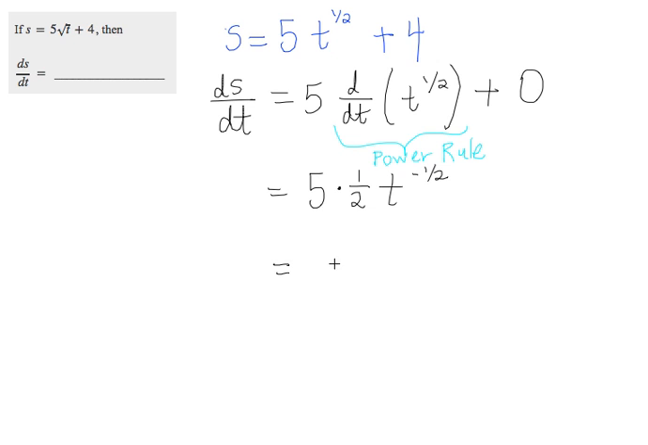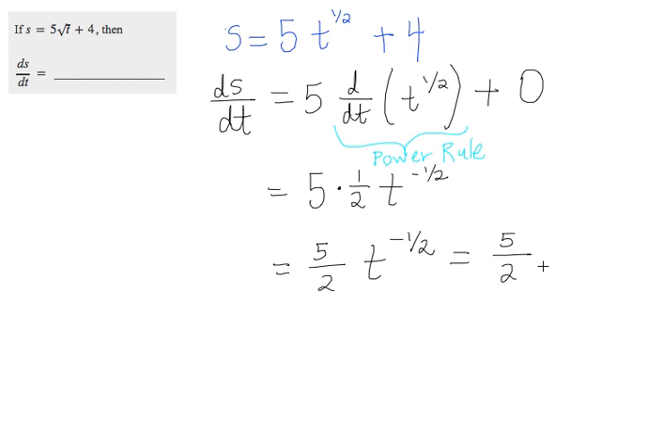And now I'm going to clean it up a little bit. 5 times a half, usually you would write that as 5 halves. Then times t to the negative a half. In calculus, it's perfectly fine to leave your answer like this, and I recommend that that's what you do. If you don't like the negative, or maybe if you needed to plug in a number or something, you might want to rewrite this without the negative exponent.